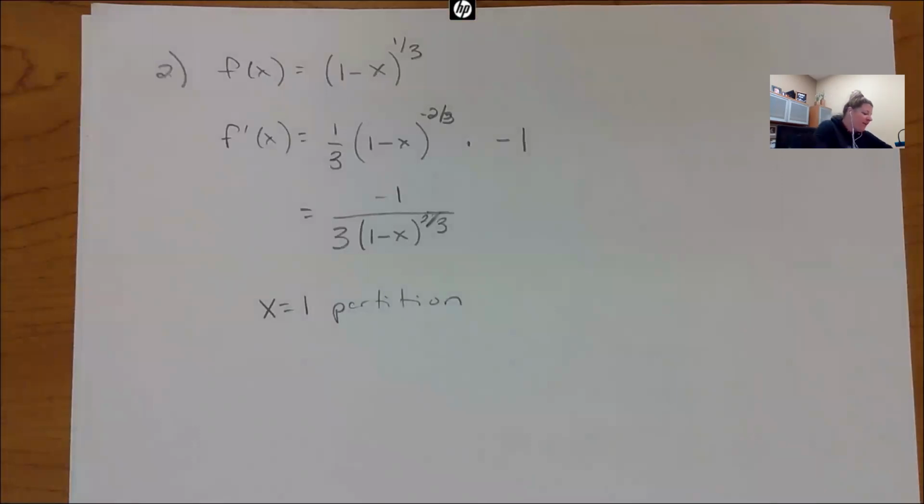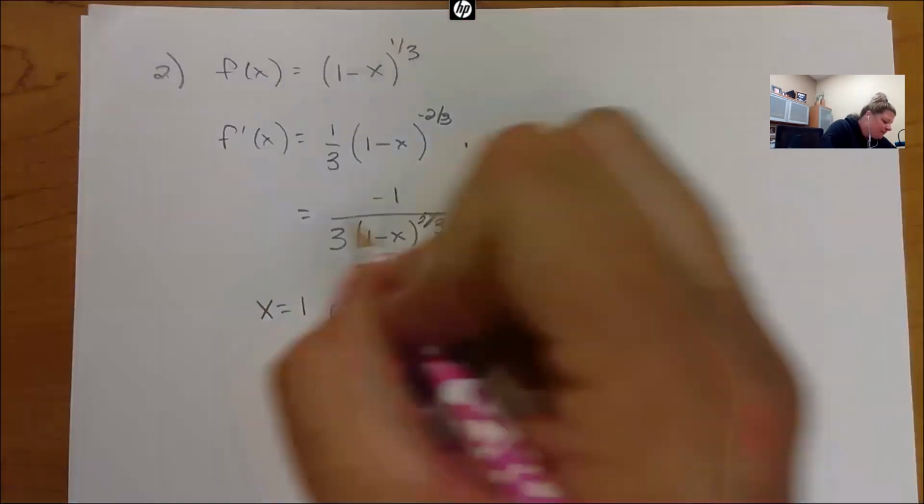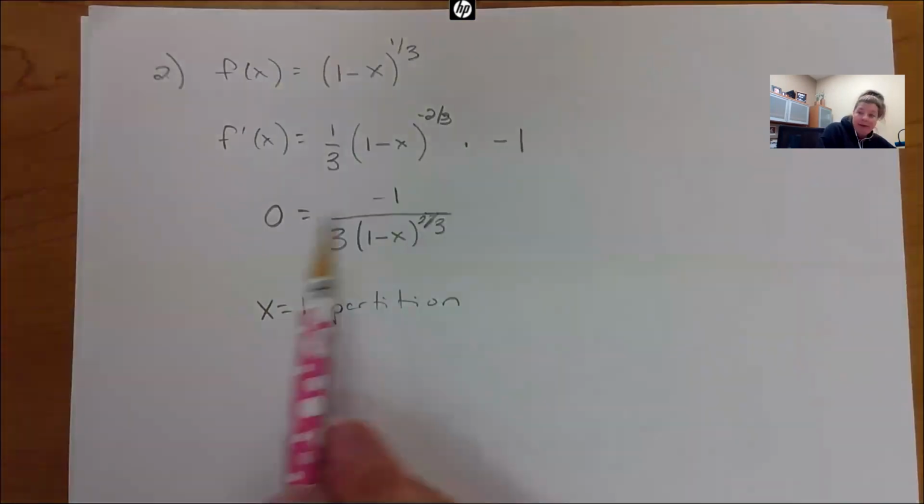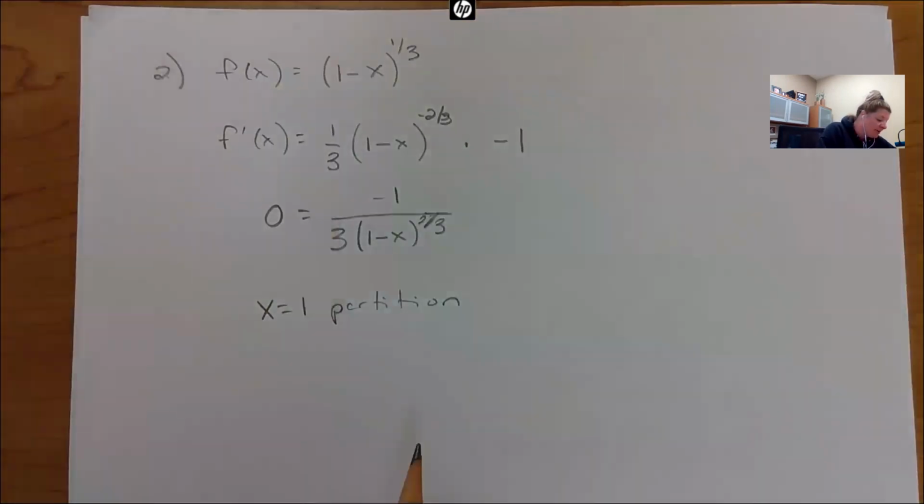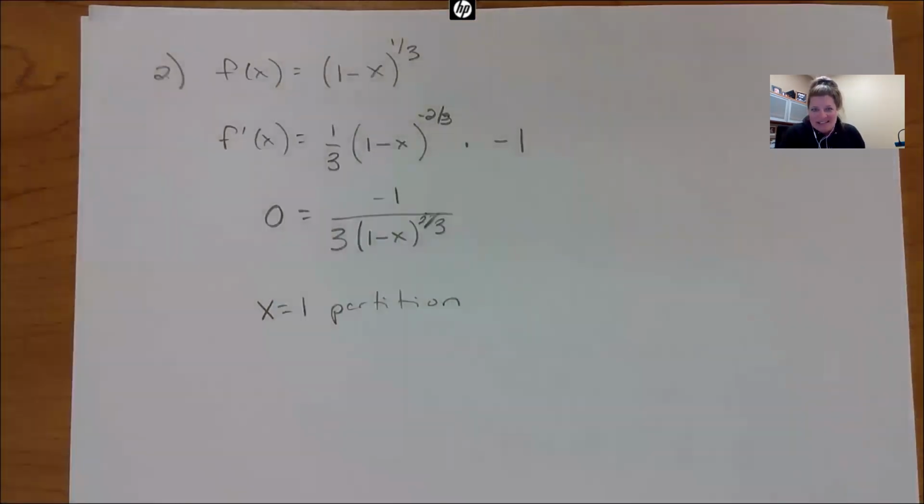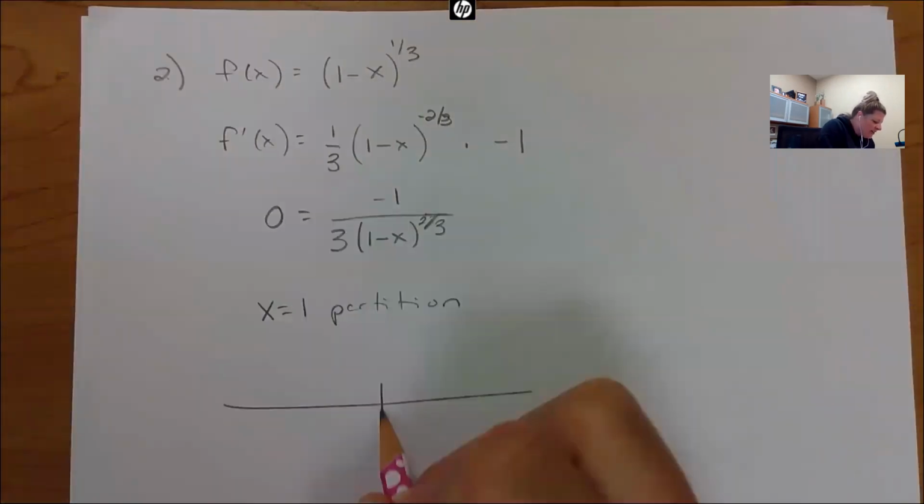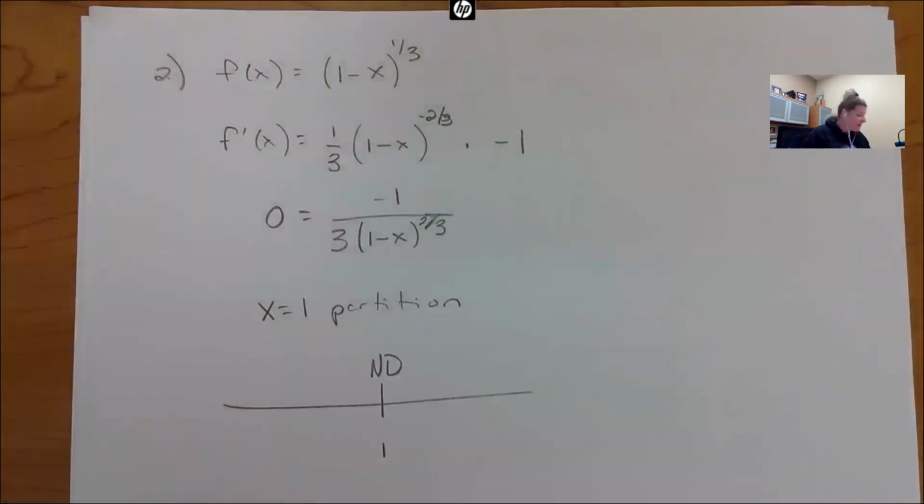Now if I let this equal 0 and solved, the top would be multiplied by 0, and I would get 0 equals -1. So there's not a solution. This can't equal 0 because you can't get 0 in the denominator. So the only number we're looking at for a critical value is 1. Our number line, here's 1, and this is a not defined. It's not a 0, it's a not defined.